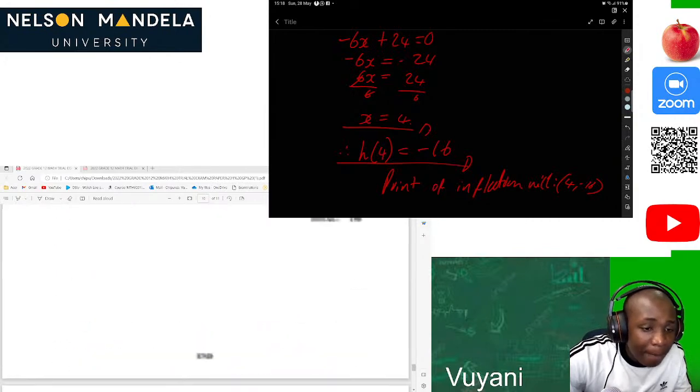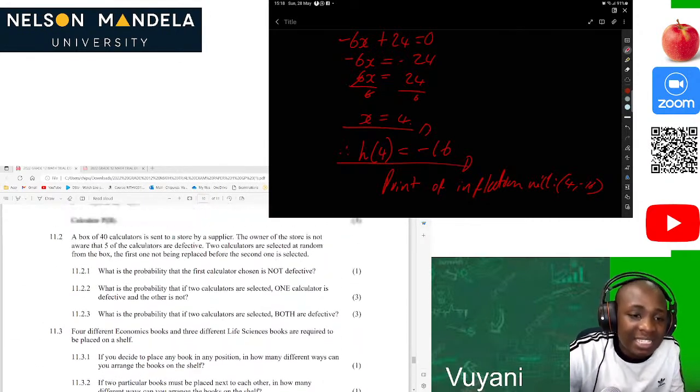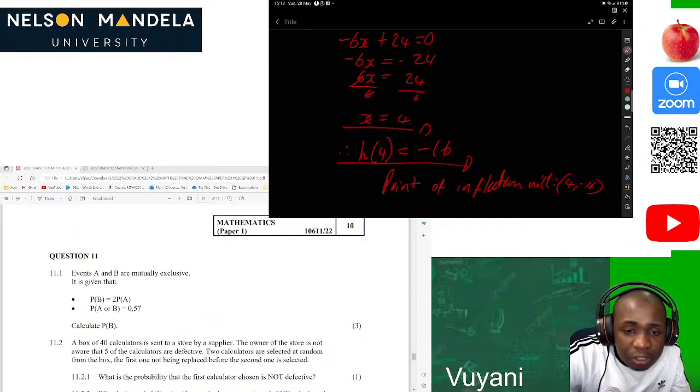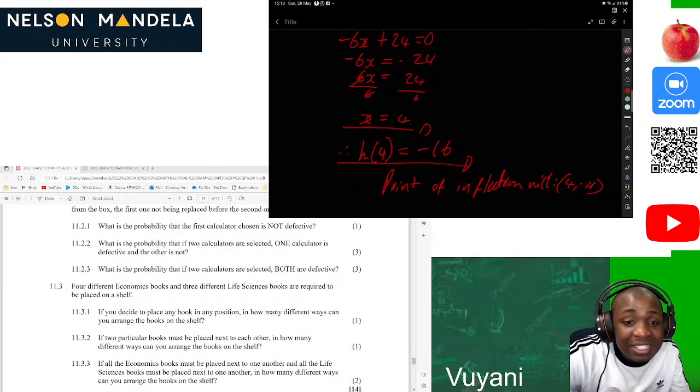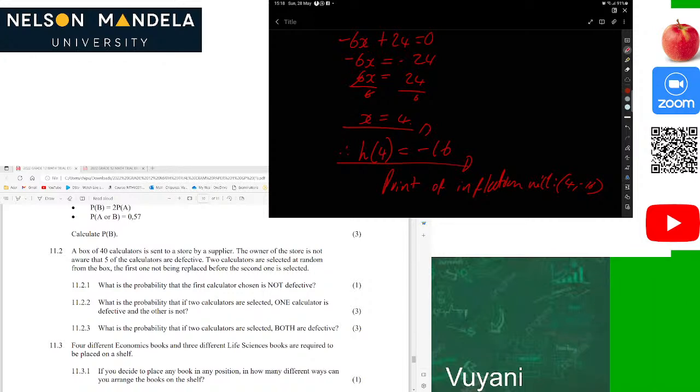Now let's do probability. 15 marks. This section is quite great because it's challenging. It opens your minds and makes you think differently. So please guys, listen carefully and attentively. Make sure that you understand this concept of probability.